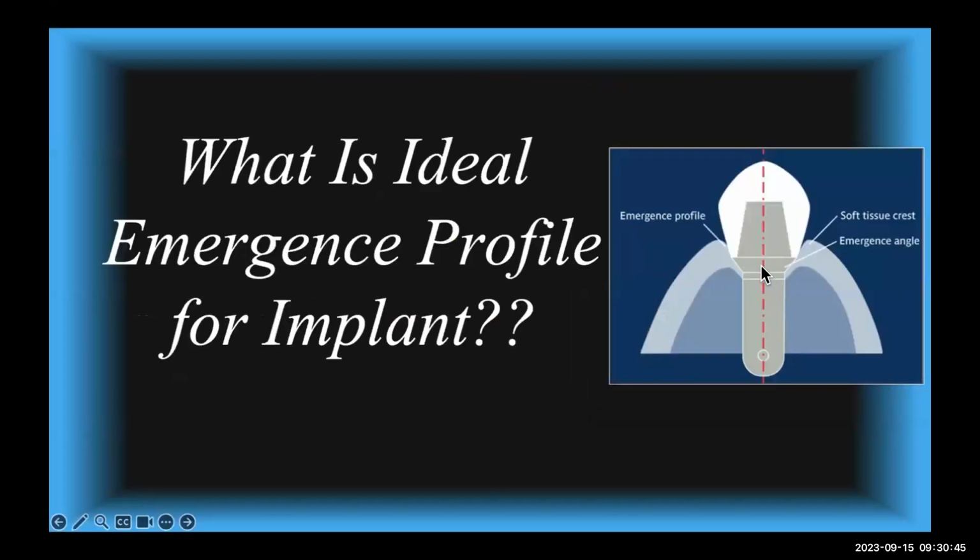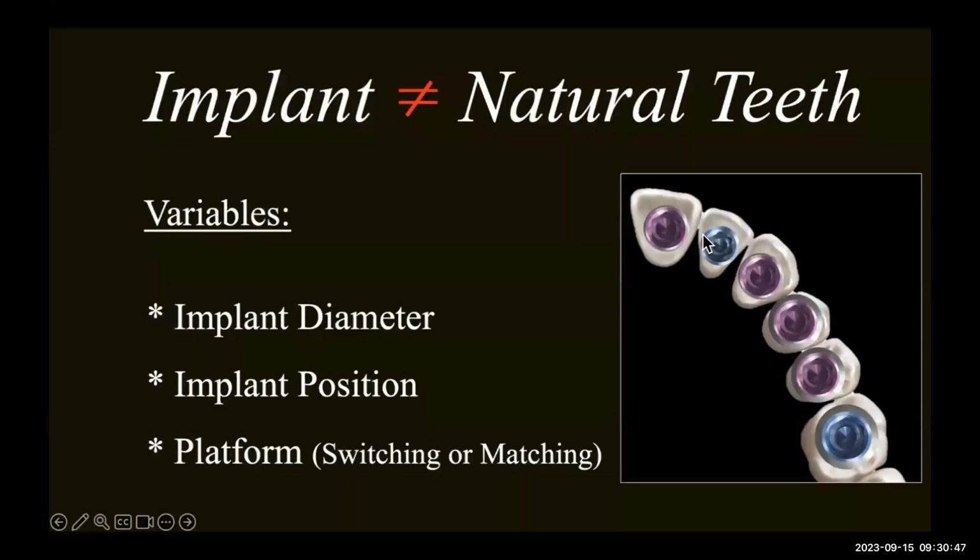Well, first of all, if we look at the emergence profile of an implant, it's going to be a lot different than a natural tooth. Why is that? Number one, an implant diameter is round, it's circular, whereas a tooth is more triangular in the anterior, and more rectangular in the posterior. So an implant will never replicate the design of a natural tooth.